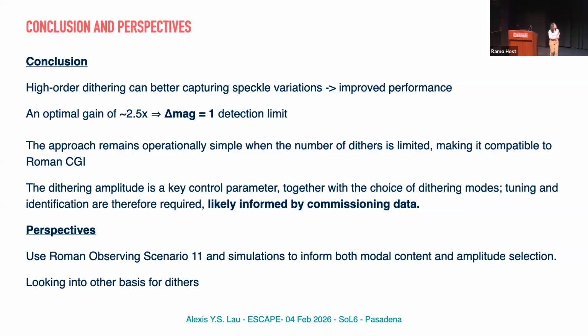And we also find that the approach can remain operationally simple if the number of dithers is limited, making it compatible with Roman CGI. However, what we also know is that the dithering amplitude and the model content identifications are required if we want to apply this to Roman CGI, and then likely it will be informed by commissioning data.